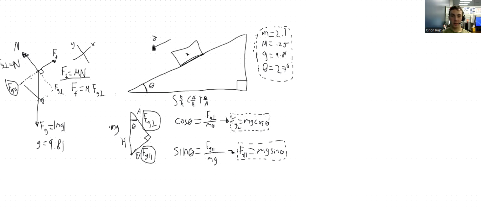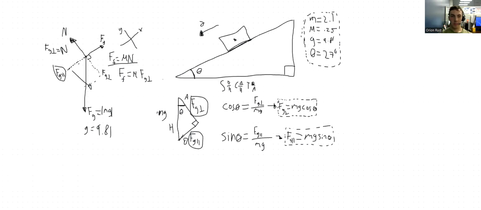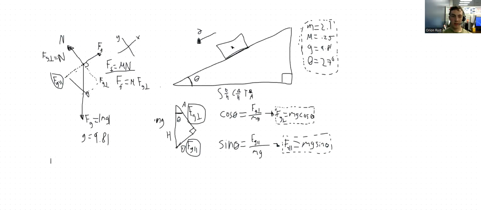So let's do, given what we've been given so far, we know that the sum of all the forces in the y direction is 0. So what we know is that the normal force is equal to the perpendicular force of gravity. So we can bring this equation that we have over here, and we can write it as the normal force is equal to mg cosine theta.